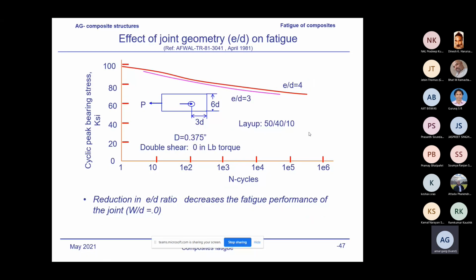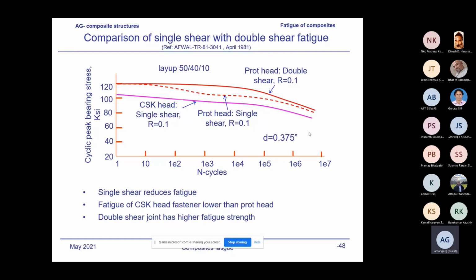E by D effect: we know that if E by D is higher, then performance may be slightly improving. Countersink effect: lower performance of the countersink joint, as we understand, compared to non-countersink. Protruded head, single shear. So this is the difference between single-shear protruding head fasteners and the countersink. Countersink is lower than protruded head.